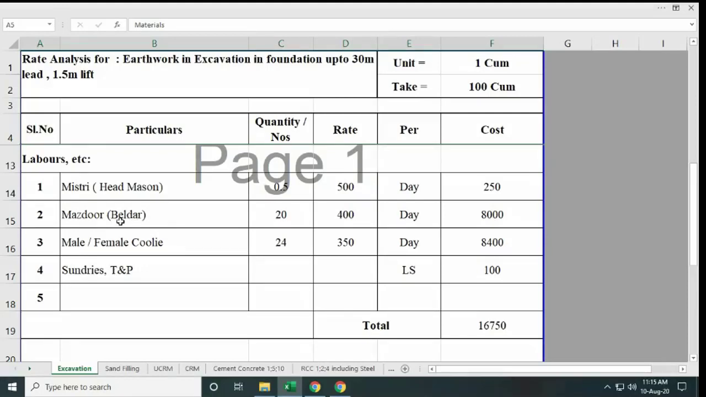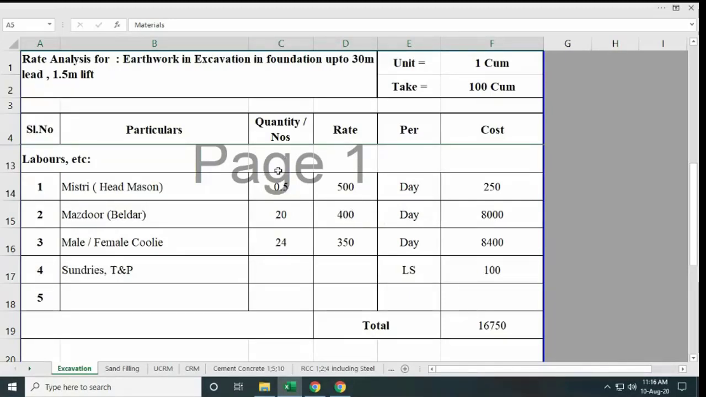We call them Beldar, or we can call them Mazdoor also. So you require 20 numbers, right? How is this 20 number coming? These numbers you should remember. How many numbers are required? You should remember these numbers and these rates, that is, how much he is charging per day. So that you have to remember.